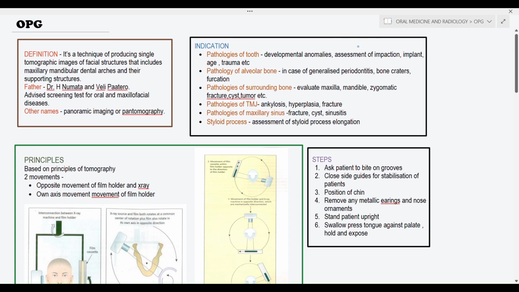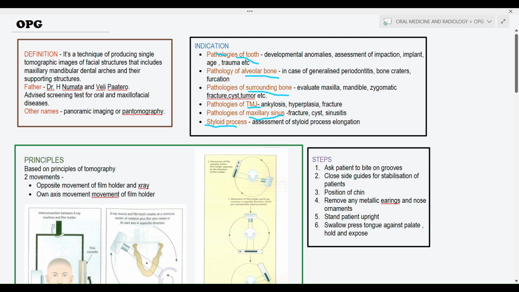So moving on to the indications of OPG. OPG can be used for identifying the pathologies of tooth, pathologies of alveolar bone, pathologies of surrounding bone, pathologies of TMJ, pathologies of maxillary sinus, pathologies of styloid process. So moving to each one by one.